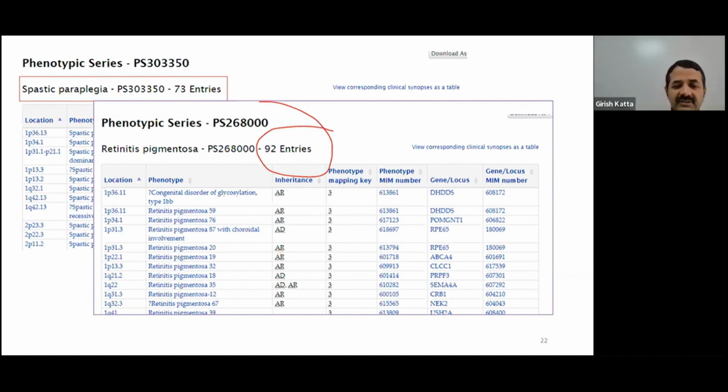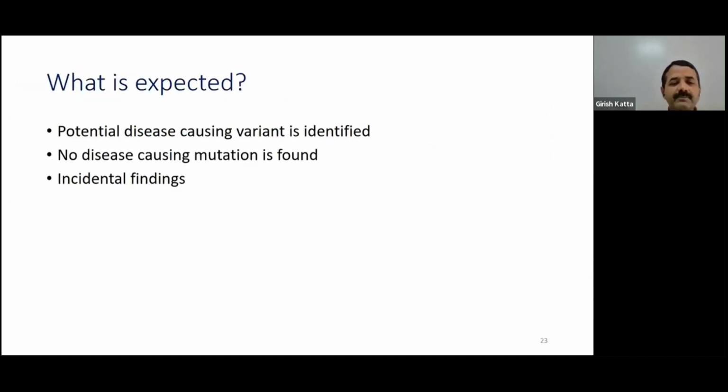Once you do exome sequencing, what do you expect? It is very important. We tell these things to the patients, what is expected from the exome sequencing, before they undergo this test. There are only three outcomes for practical purpose. One is a potential disease causing variant is identified. That means we have a diagnosis. The second one is no disease causing mutation is found. That means we do not have a diagnosis. We need to do further tests. Third one is incidental findings.